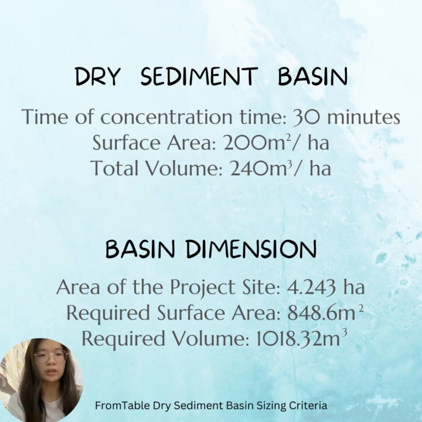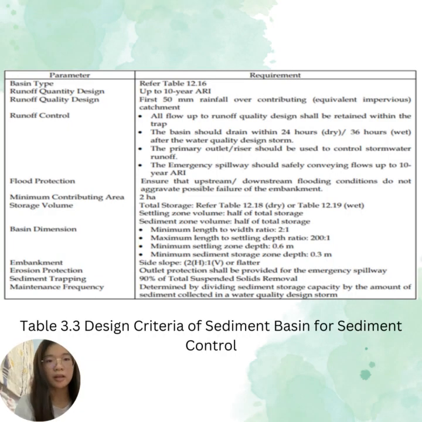For the basin dimension, the required area for the project site is 4.243 hectare, and the surface area is 848.6 meters square and the volume is 1018.32 meters cube. And this table is the design criteria of the sediment basin for the sediment control.